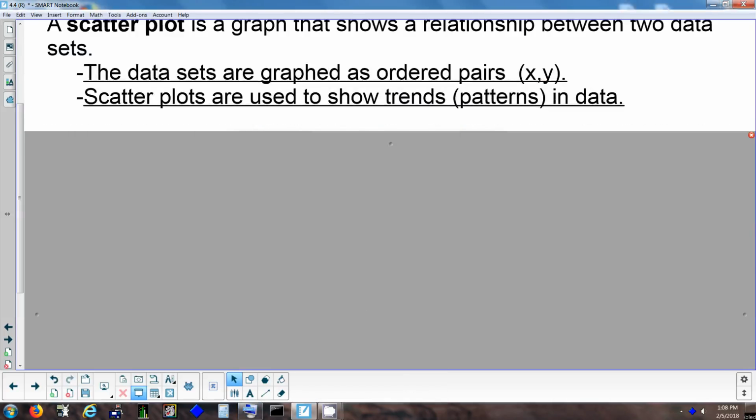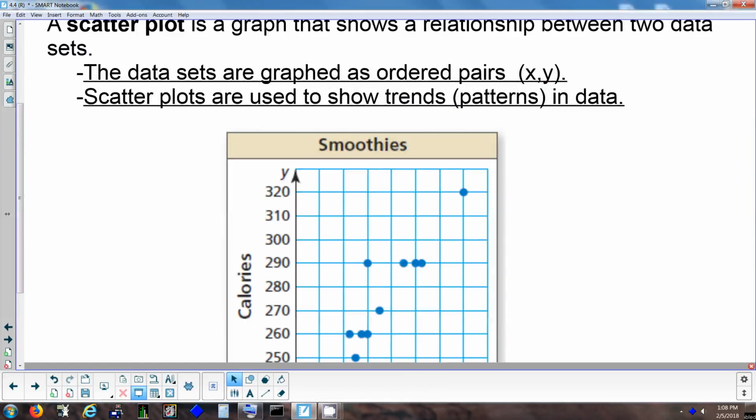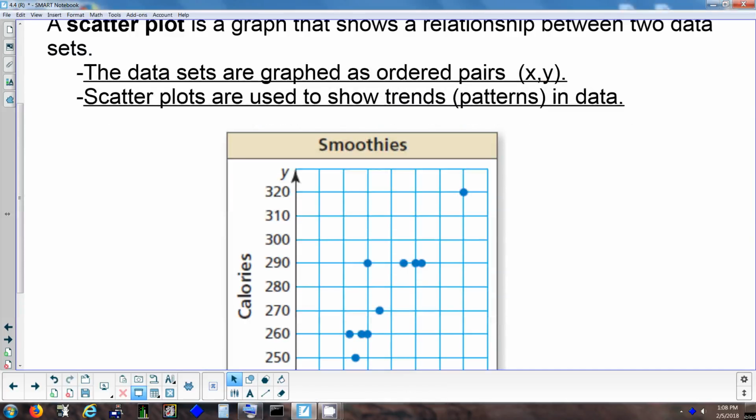Okay, so I'm going to show you guys a picture of a scatter plot. And just by looking at it quickly, I want you to tell me if you think there's a pattern or there's no pattern. There's no trend. Okay? Oh, there is no trend. That is random.